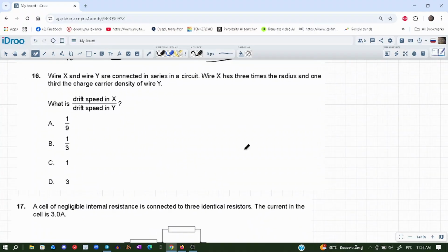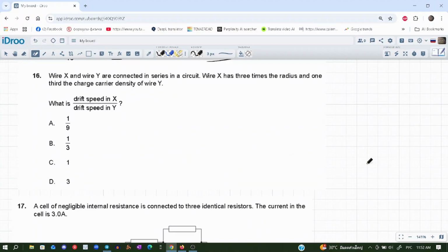Wire X and wire Y are connected in series in a circuit. Wire X has 3 times the radius and 1/3 the charge carrier density of wire Y. What is the ratio of drift speed in X to drift speed in Y? To solve this problem, we have to know that current in a wire equals the charge carrier density n times charge times cross-sectional area times drift speed.